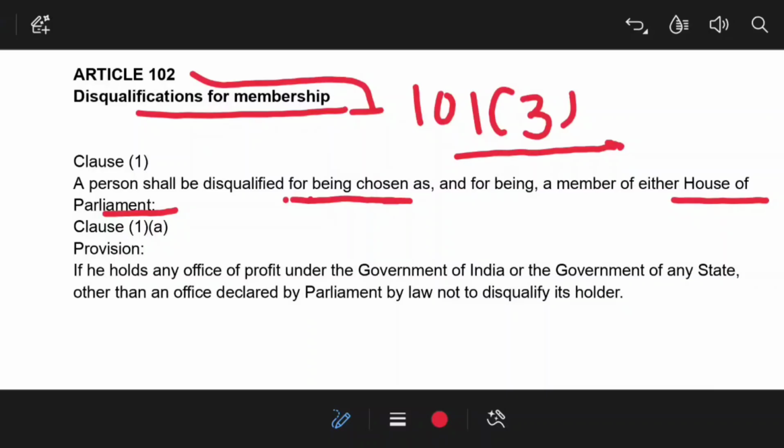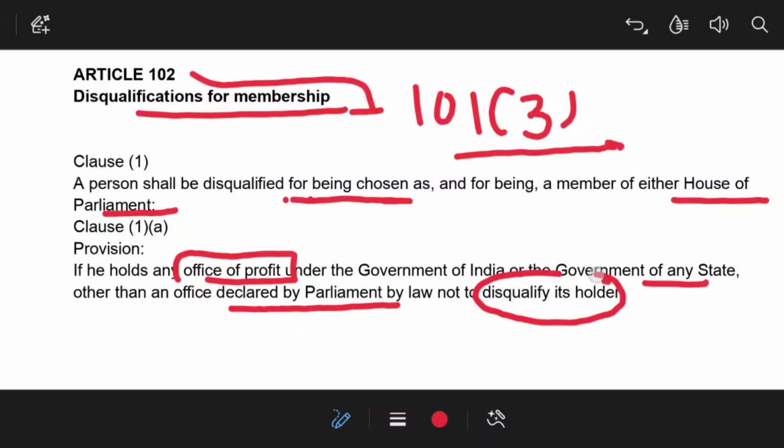So let's suppose a member is working in an organization or any office that comes under the office of profit under the Government of India or the government of any state, other than an office declared by Parliament by law not to disqualify its holder. That means if you are a Governor, President, Vice President, MP, or MLA, these offices are not under the office of profit, right?